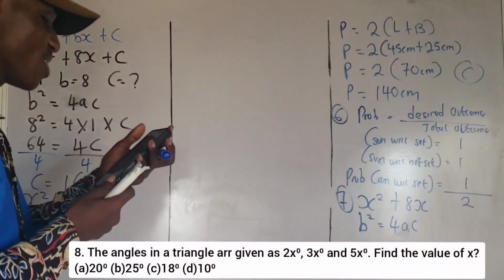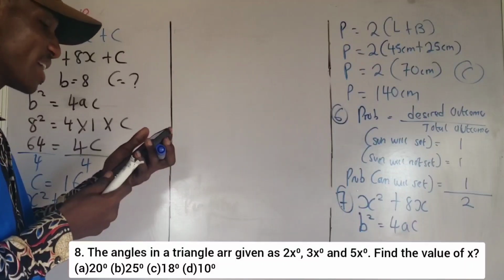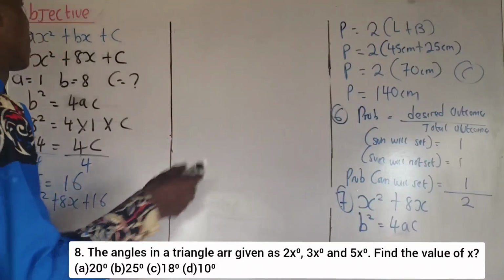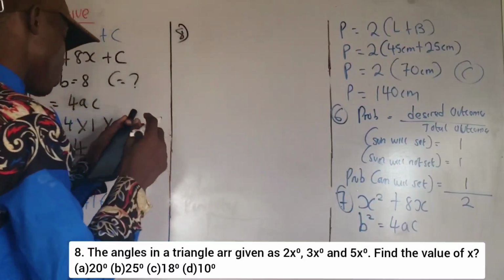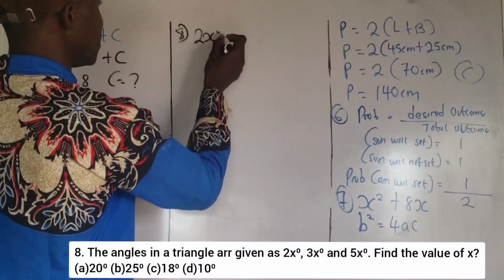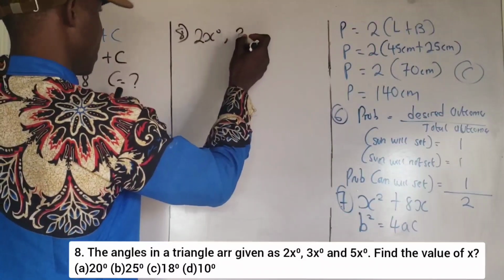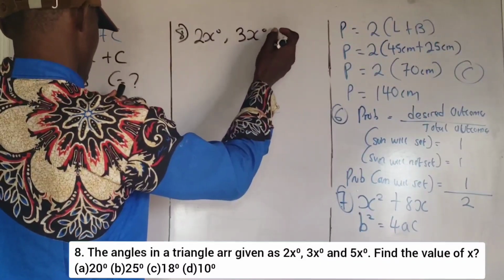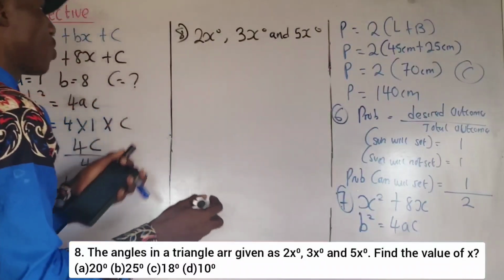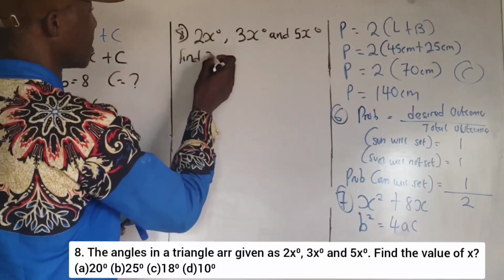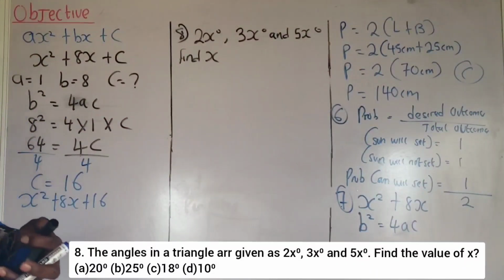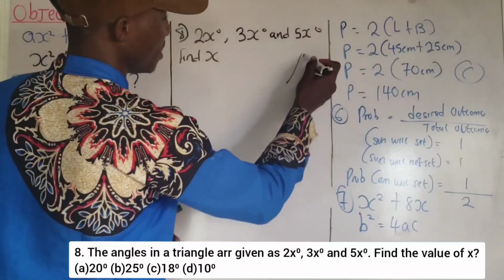Question 8. The angles in a triangle are given as 2x degrees, 3x degrees, and 5x degrees. Find the value of x. Now we know that the sum of angles in a triangle is what? It is 180 degrees.